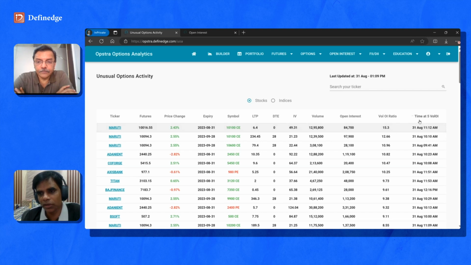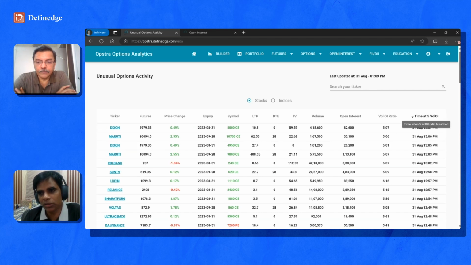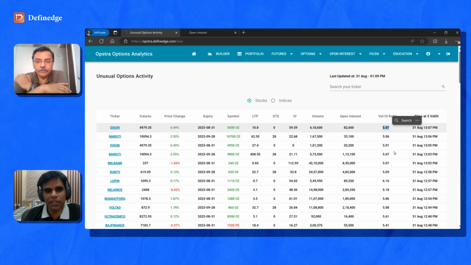And also we can sort this based on time. Like what is the latest time? Yeah. So this is the latest unusual activity that we are observing in this particular strike price of this particular stock.